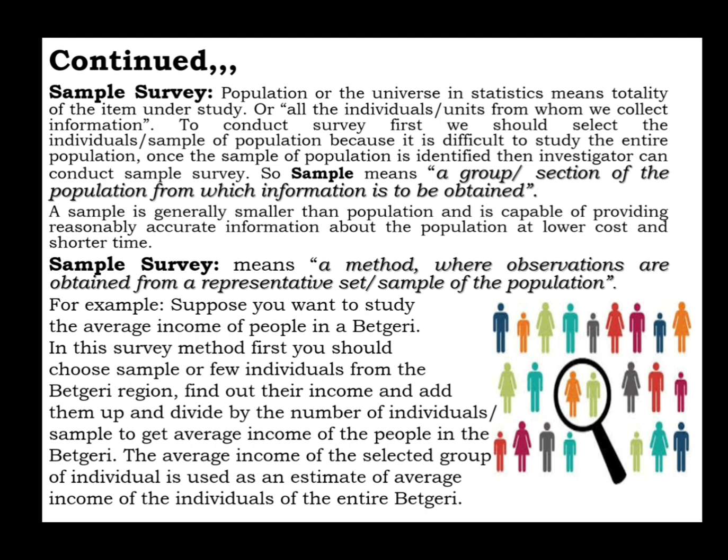We cannot conduct the survey with the whole population, because the size of the population is usually big. That's why it requires a lot of time, a lot of expenditure or cost, and a lot of enumerators. That's why we have to select some representative individuals or units of that population. Once the sample of the population is identified, then the investigator can conduct a sample survey. Once we select the representative units, we can easily conduct that sample survey.